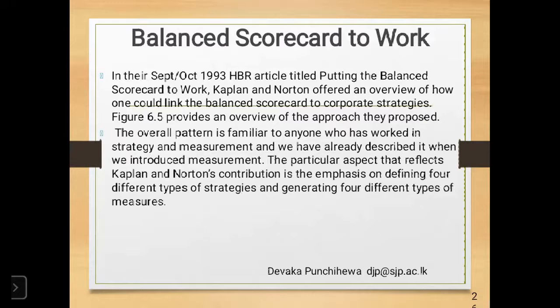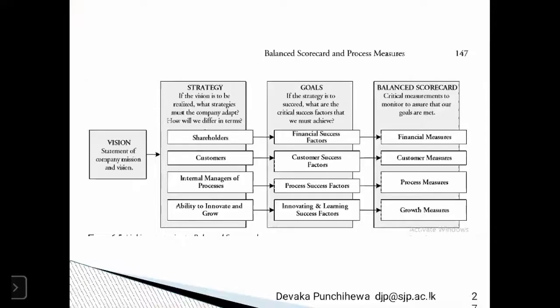There's Kaplan and Norton offered an overview of how one could link the balance scorecard to corporate strategies, how they could link balance scorecard to corporate strategies. Figure 6.5 provides an overview of the approach they propose, right? So this figure 6.5 provides us an overview, right? So I think this is the figure 6.5, right?